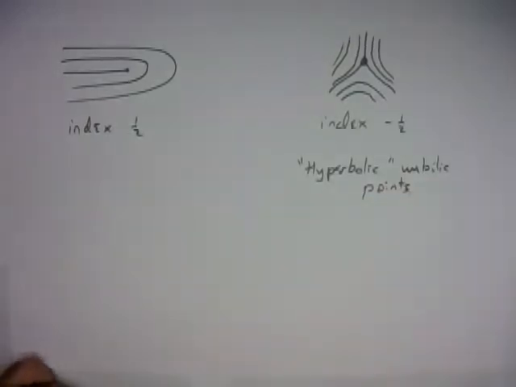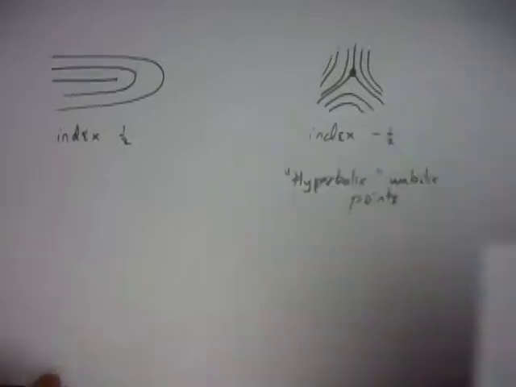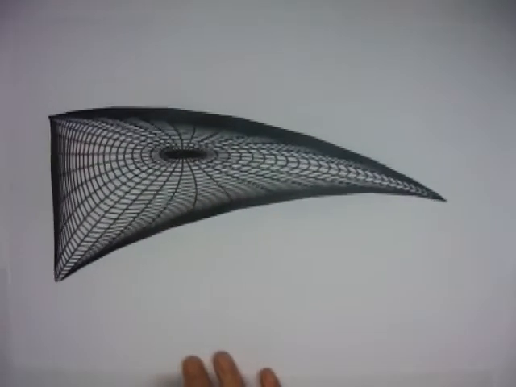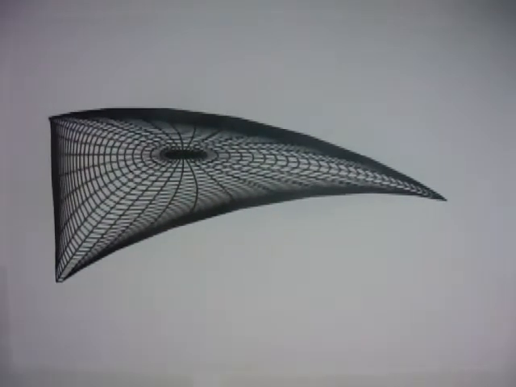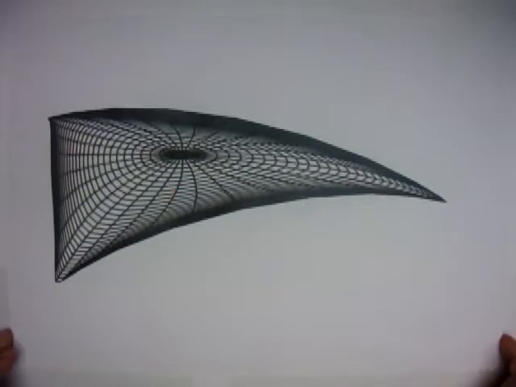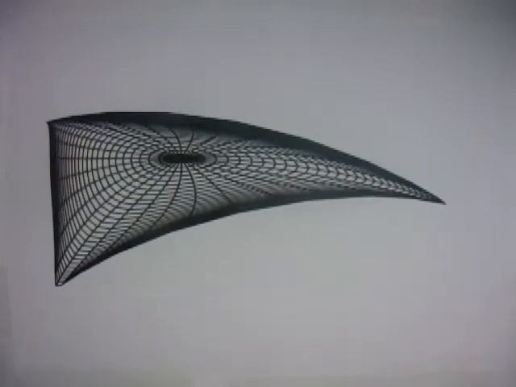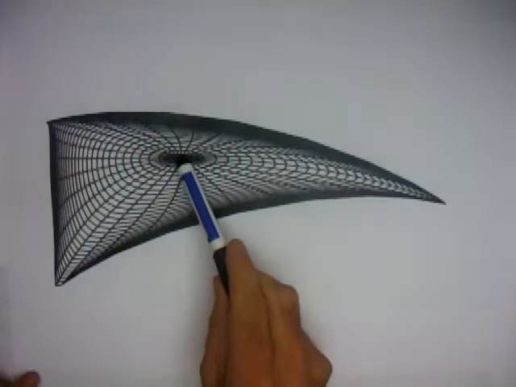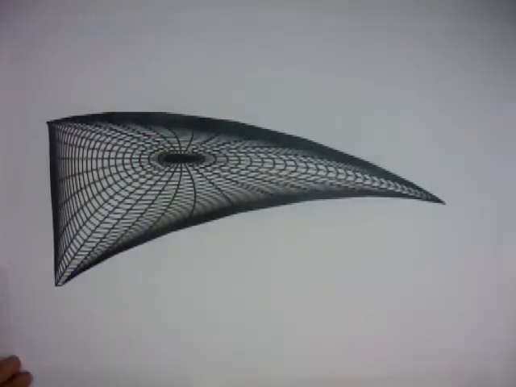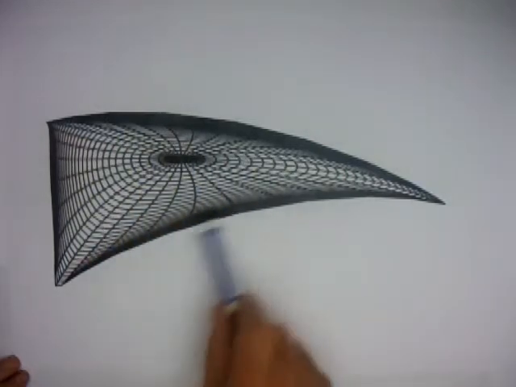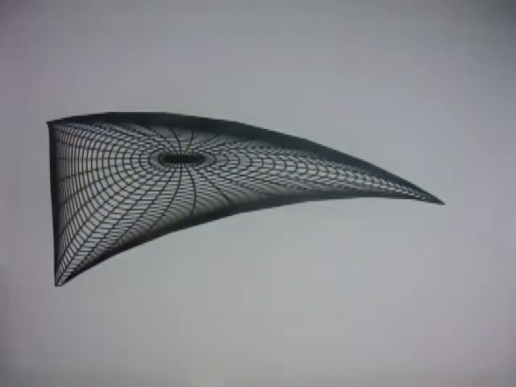So let's have a quick look at a surface that has an isolated hyperbolic umbilic point, and this is the surface here. It's rather rudimentarily drawn, and in fact these lines here are not the lines of curvature, just to be clear. These are just the inverse image of the Gauss map, parameterized by constant radius and constant angle. But you can see it's got a kind of threefold form there.